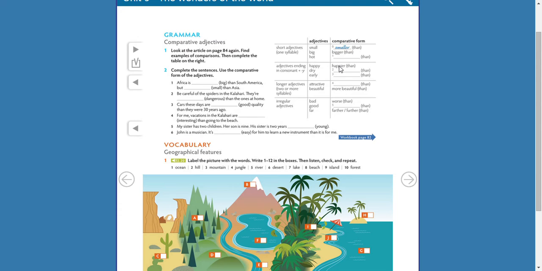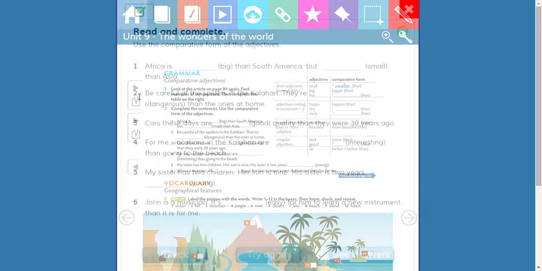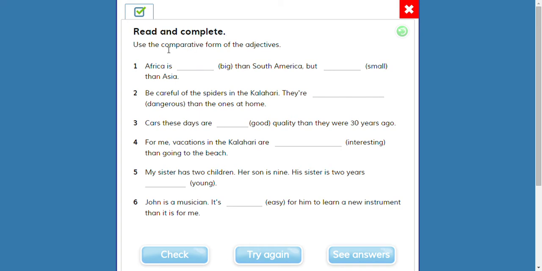Okay, let's continue. So the idea for comparative adjectives, remember, is to compare two people, two animals, or two things. Only two. No three, no four, no one. Two. Here I have an example. It says, read and complete. Use a comparative form of the adjective. The adjectives are in brackets, okay? They are adjectives, not comparatives yet.